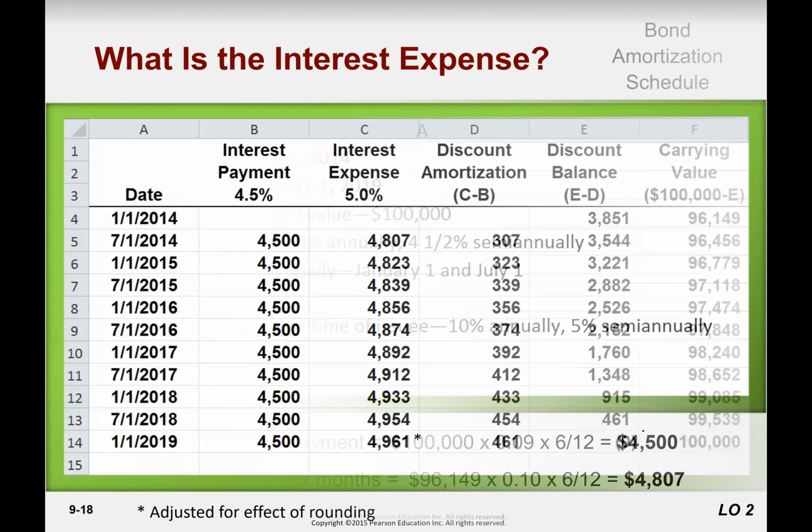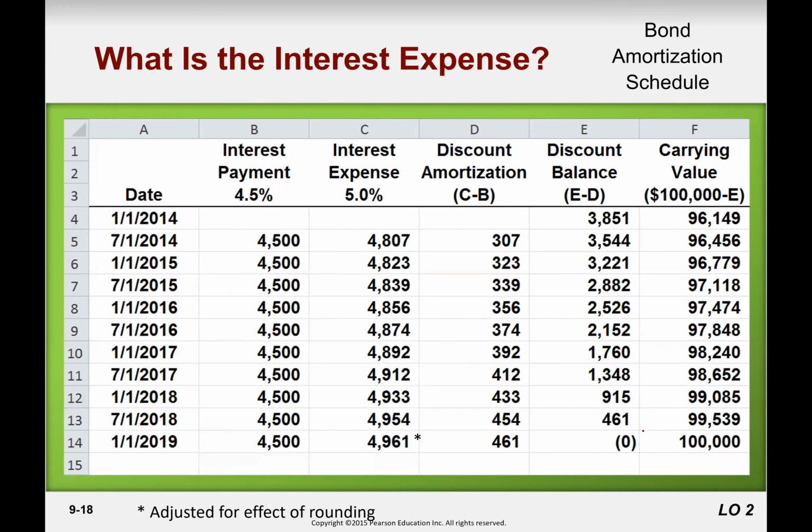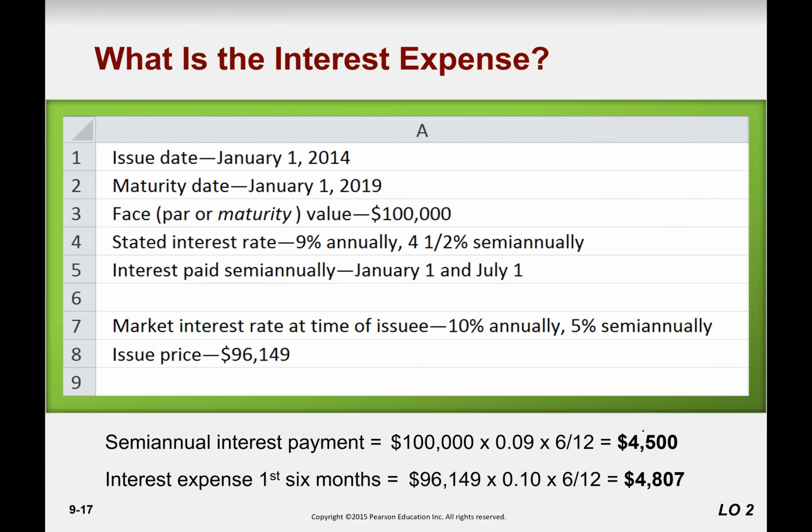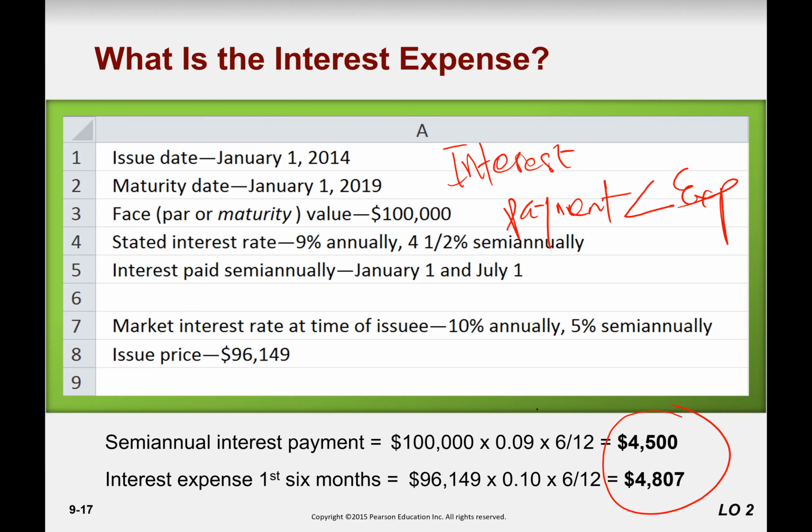So it means that when bonds are issued at a discount, interest payment is always less than interest expense. So that would be a very good MCQ here.